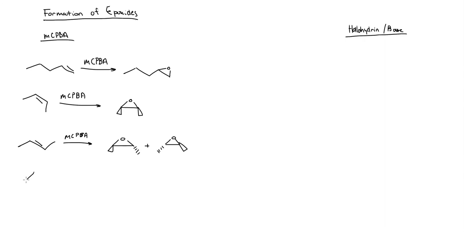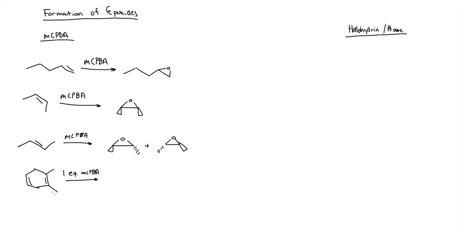The other thing I want to mention is if we have multiple double bonds in a molecule. Let's take a look at this molecule here, bad drawing, sorry. If we have 2 double bonds and we use 1 equivalent of MCPBA, where does the epoxide form? On the left double bond or on the right double bond?